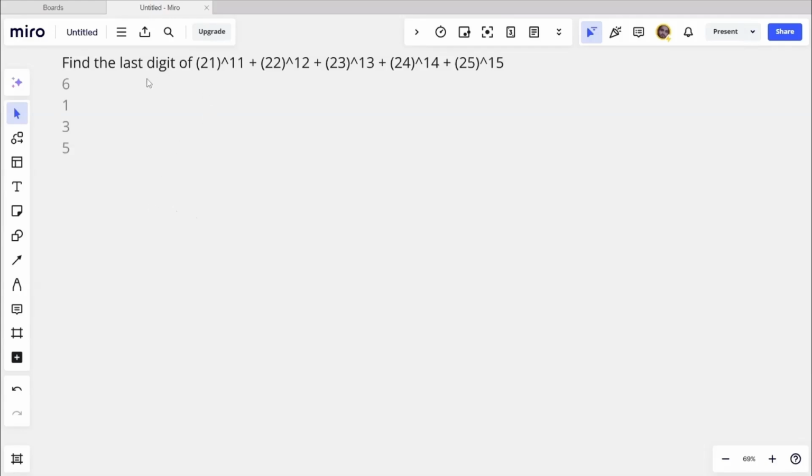So as you can see, this is our question. Let me clarify, this question is based on the concept of power cycle. It is recommended that you first know the concept of power cycle, then try to solve these types of questions. Okay, so let's come to the question.